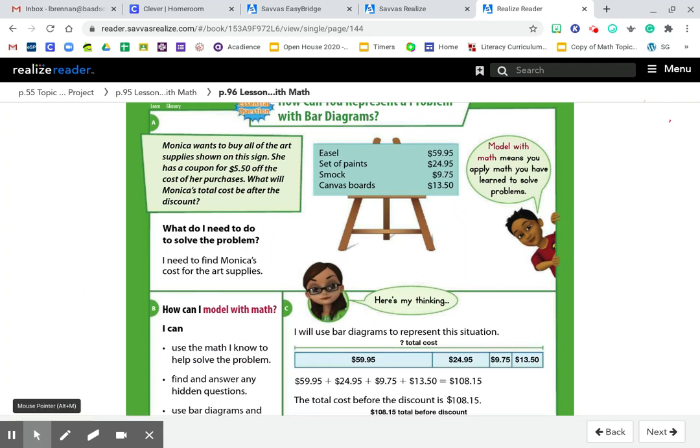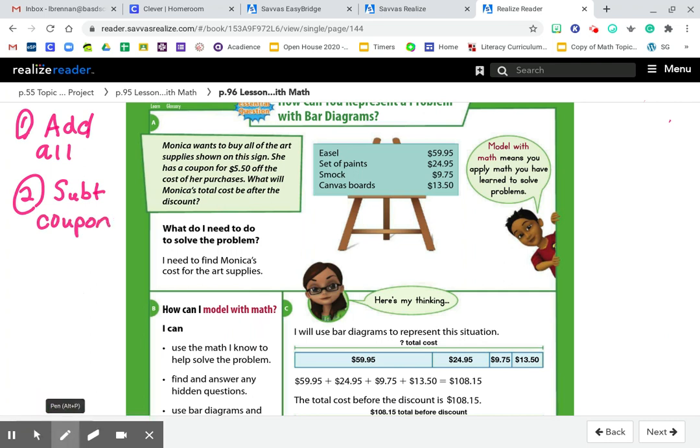So she wants to buy all of the things. So we're going to have to add all of them. And she has a coupon for $5.50. Let's see what I'm going to have to do. I'm just going to think over here. Well, I'm going to have to add all the supplies. And then she has a coupon for $5.50. So I'm going to have to subtract the coupon. And if you've ever done shopping, you know this is how it works. The items are added up and then the coupon is subtracted.